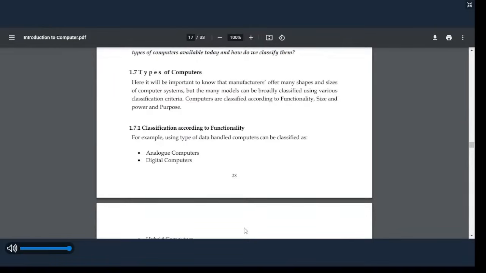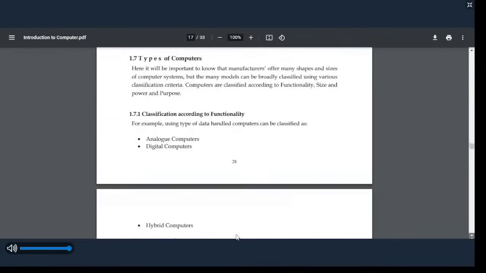For example, if you are looking at classification in terms of functionality, using the type of data handled, computers can be classified as analog computers or digital computers. So they can be classified as analog, digital, or hybrid.